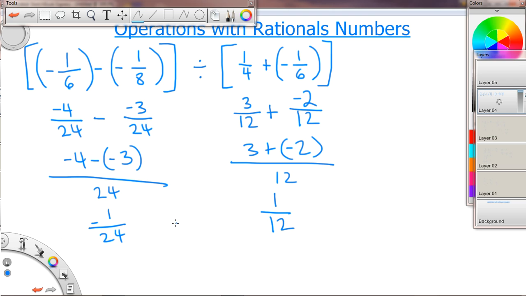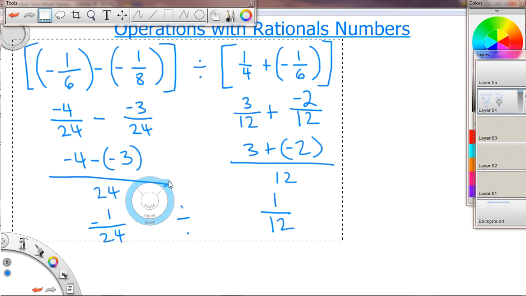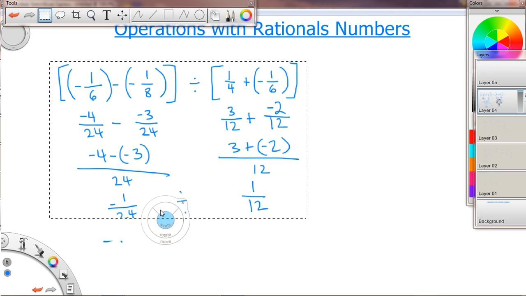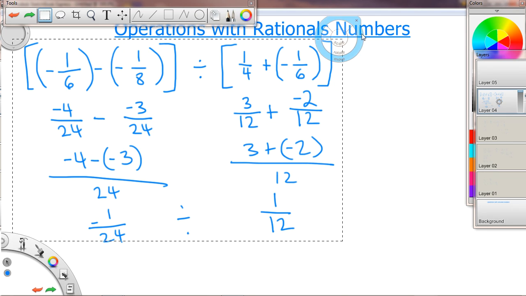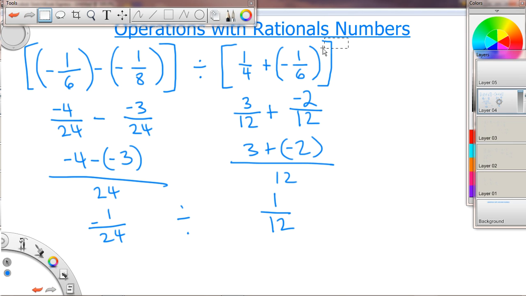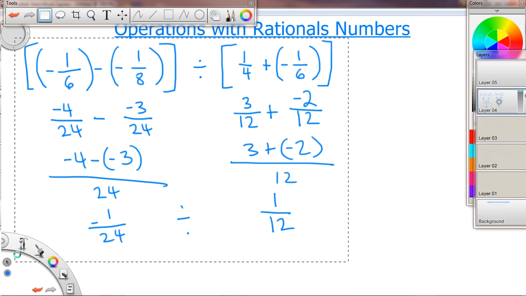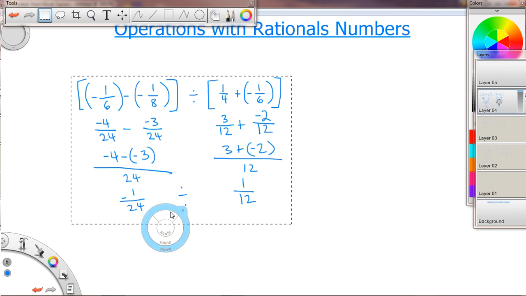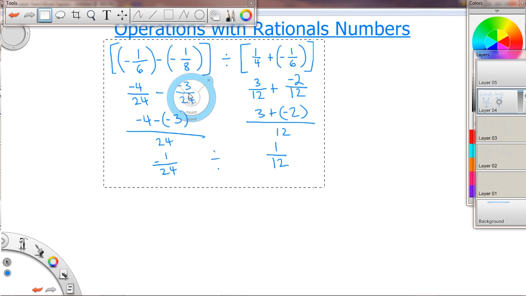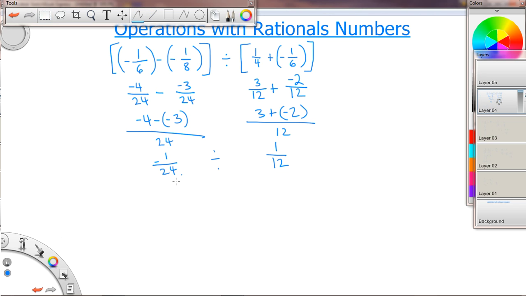Okay, and now what we're going to do is we're going to divide here. So let's go ahead and just take all of this and shrink it down just a little bit. That didn't work. One more time. I don't want to have to start this video from scratch. Okay, so where we left off right now is we are dividing negative 1 over 24 by 1 over 12.